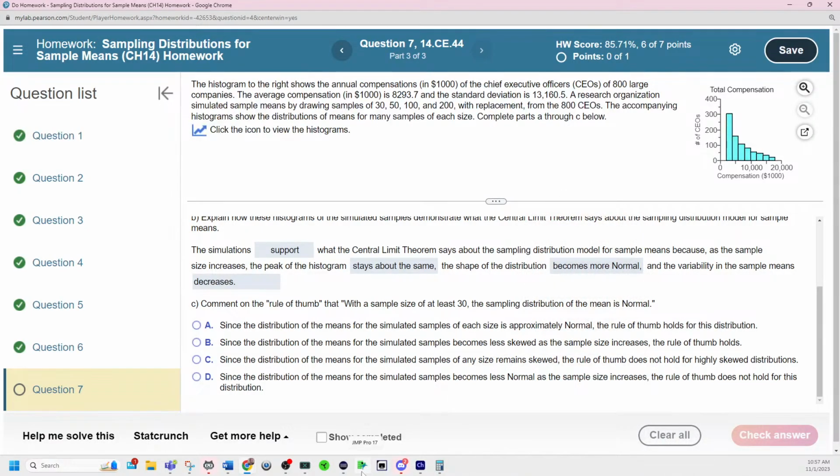Since the distribution for the means is skewed, yes, you need even larger sample sizes.